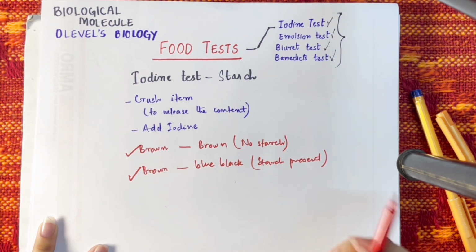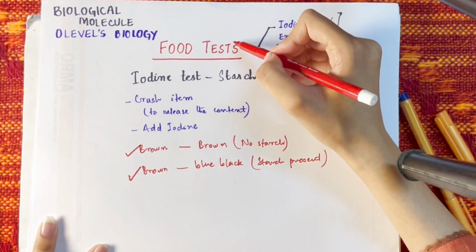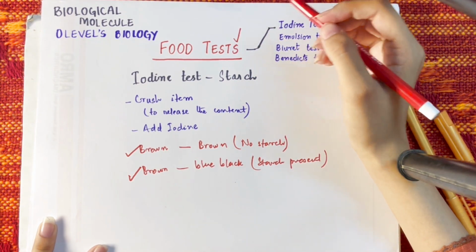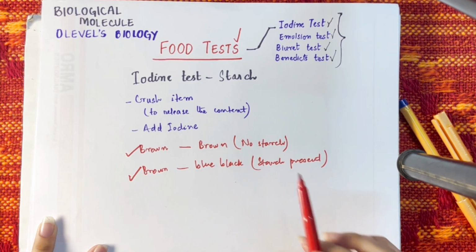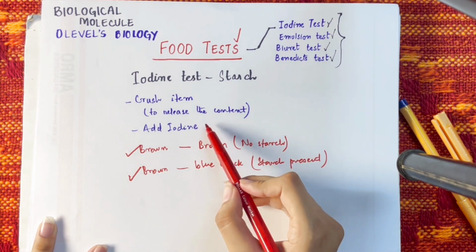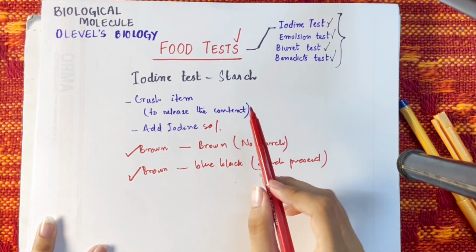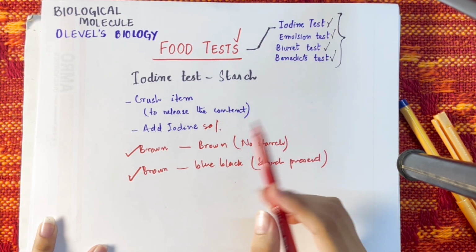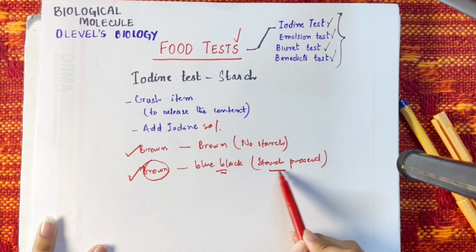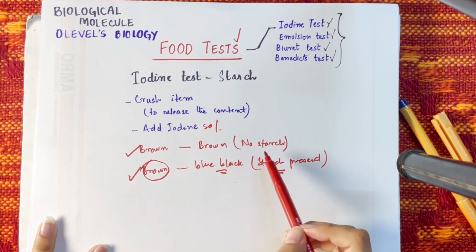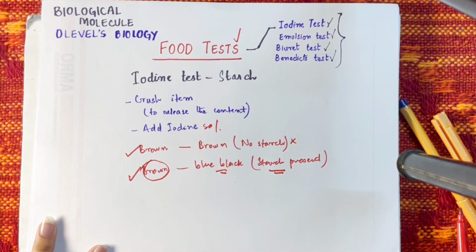The change of color basically helps us determine the food test very easily. If there is a change in the color, then we say that the certain substance is present, and if there is no change in the color, then we say that it is not present. So this is all you need to know about the iodine test. We add an iodine solution to the crushed item, and if the color changes from brown to blue-black, we say that starch is present, and if there is no change in the color, then there is an absence of starch.